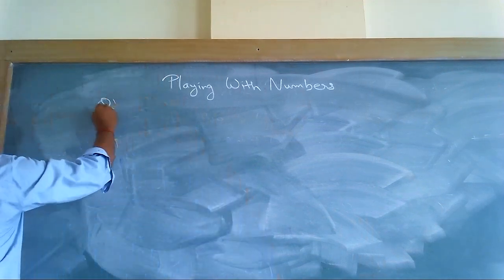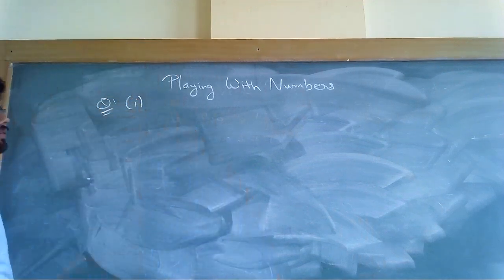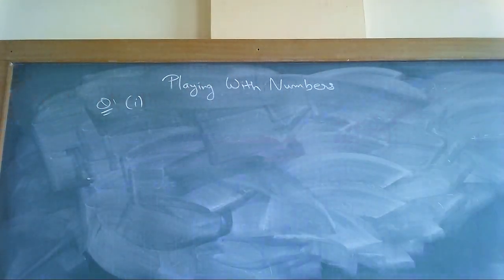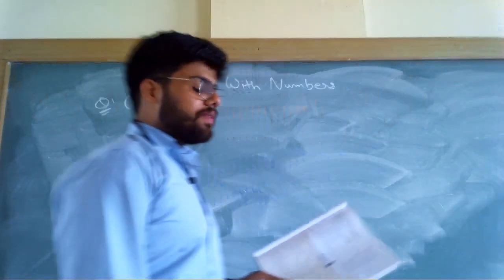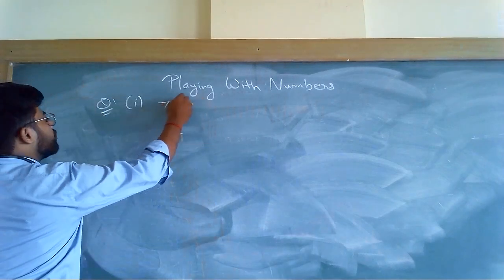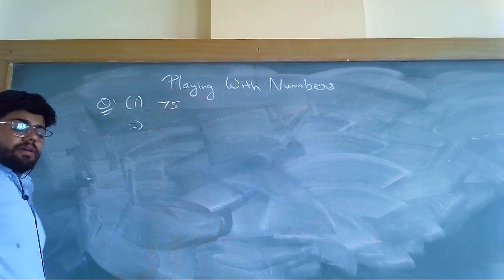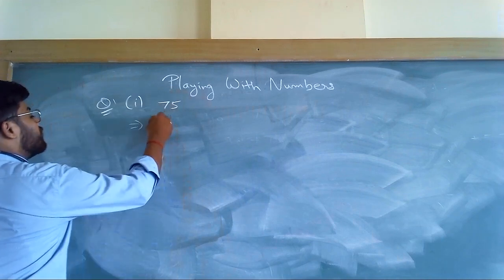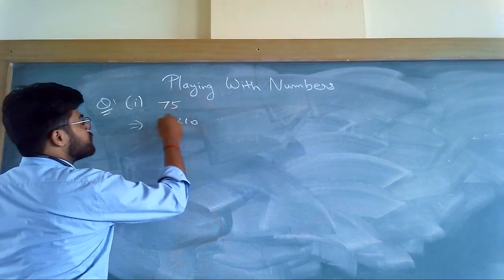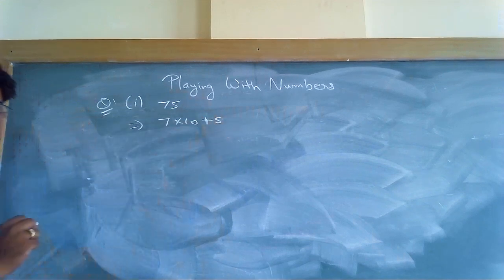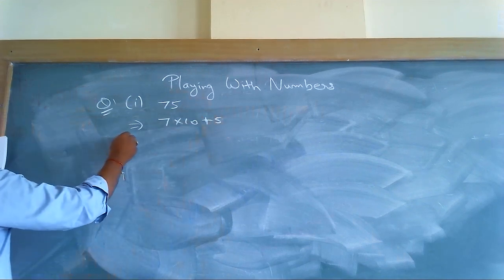Question number 1, first part: 75. We have to represent it in the general form. How can we represent it? Break it in the form of 10. What can we write? 7 into 10, 70. How much is left? 5. Plus 5 we can write. Is it clear? One more part I will do. The second part is your homework.